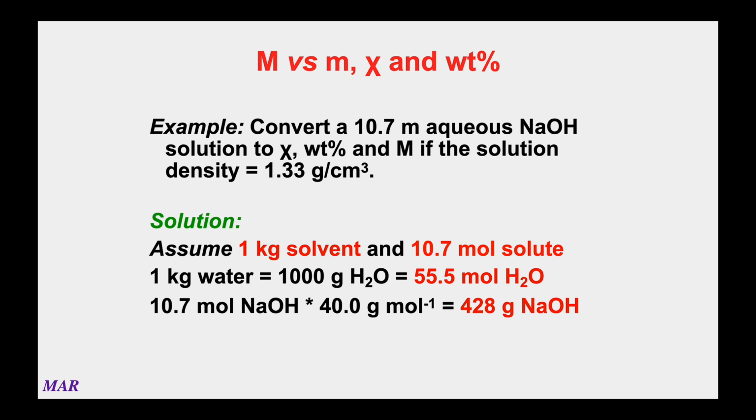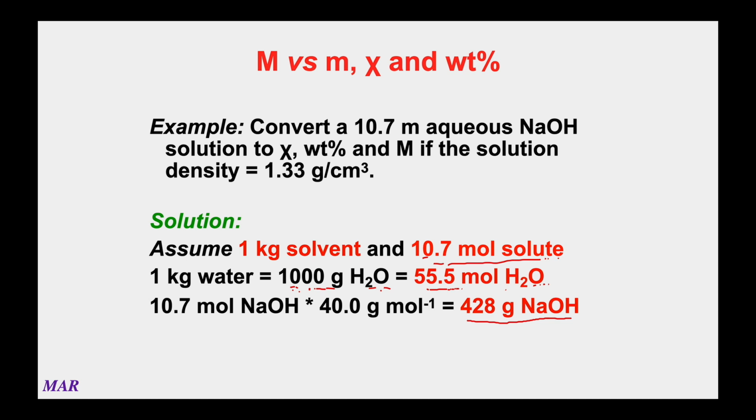So now you can see we have moles of solute, moles of NaOH. There it is. We have mass, grams of solute. We have moles of solvent, which is this number right here. And we also have grams of water. Wow, this thing is not working very well for me, but you get the idea. All right. You've got all the pieces there.